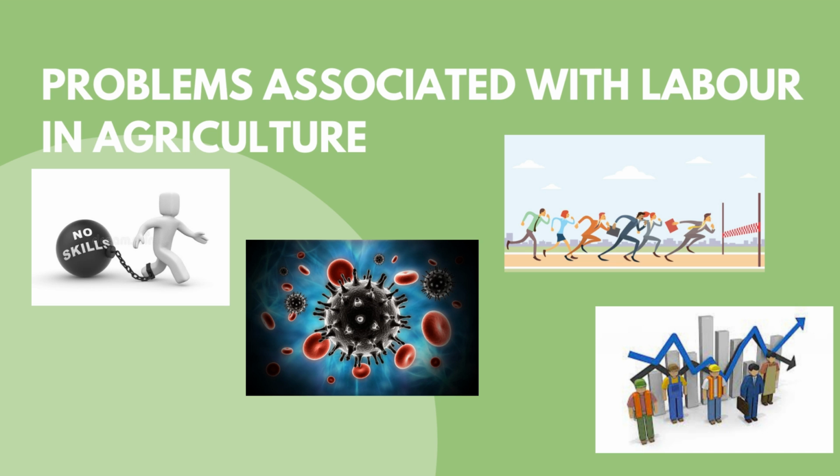Another problem that can be associated with labor in agriculture is competition from other sectors. Industry usually pays higher wages than farmers, right? This causes skilled farm workers to look for work in industries to attain better living conditions. So farmers, we need to do better. We need to do better. And also exploitation of farmers or farm workers, farm laborers.